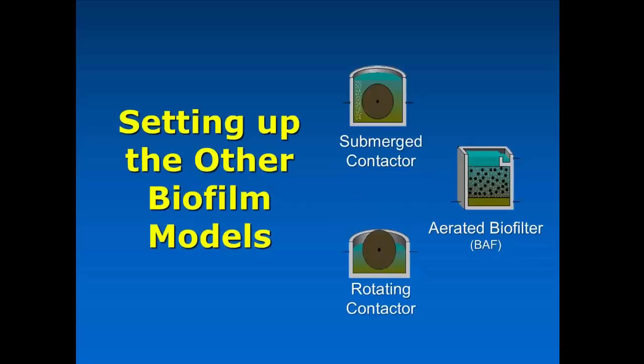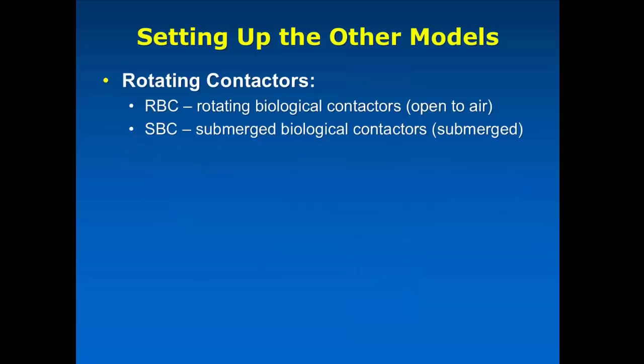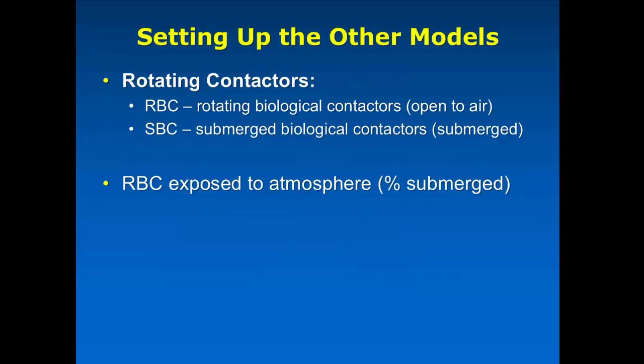I'll just mention these other biofilm models as well. The rotating contactors, the RBCs, and the submerged biological contactors are both there for you to use. They're different objects. For the RBC, you specify some details about the specific surface area on the disk and how much area you're working with, and then the percentage that is exposed to the atmosphere at any time, and figuring out what percentage of that is submerged.